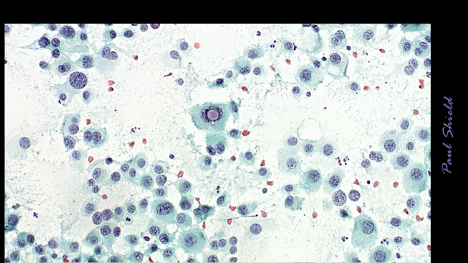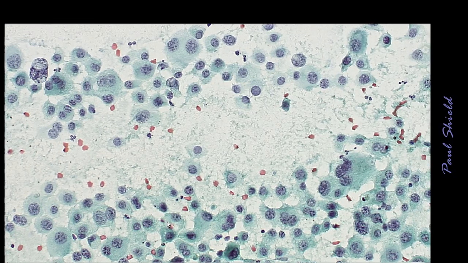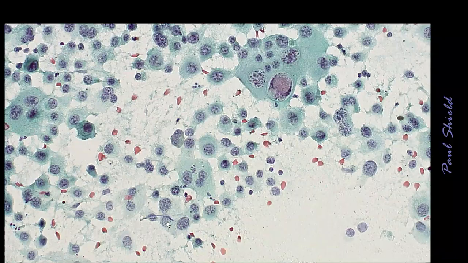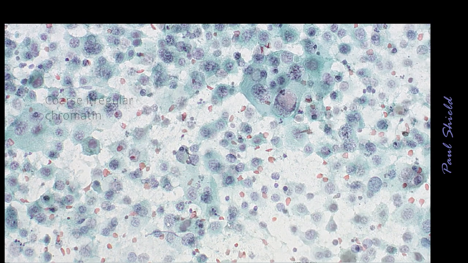This is an intranuclear cytoplasmic inclusion. So these are invaginations of the cytoplasm into the nucleus. There's another large one present there. And notice how there's some really quite large, bizarre nuclei here, and quite coarse chromatin that's irregularly distributed.